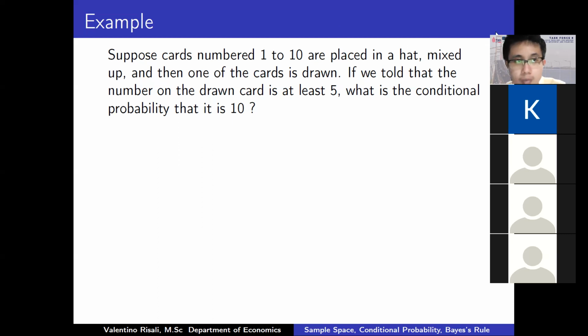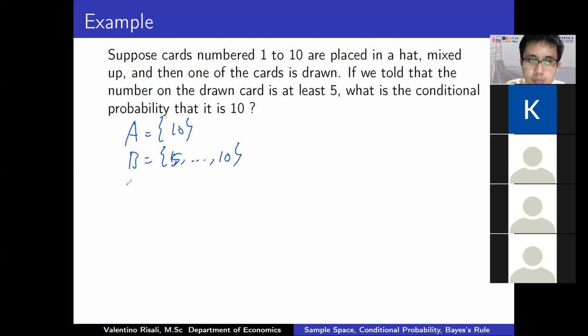Okay, so we have two sets. Let's say there are set A and set B. Set A includes an event where the card is 10, so inside set A, it's only 10. Set B is an event where the card is at least 5, so there is 5, 6, 7, 8, 9, 10. Then the intersection between set A and set B is only 10. And then we compute using the formula. So there is 1 over 36 divided by 6 over 36.